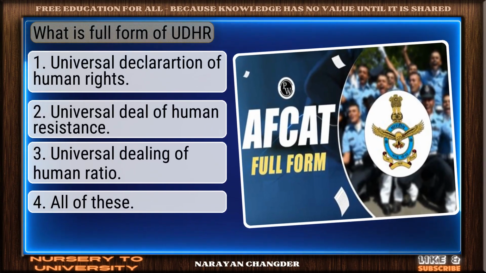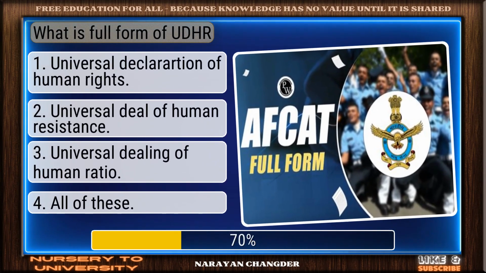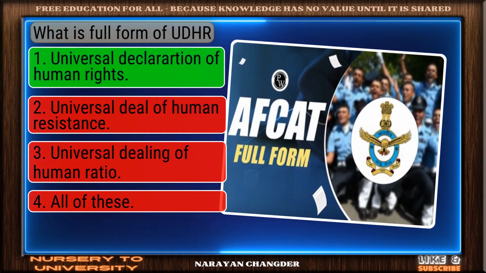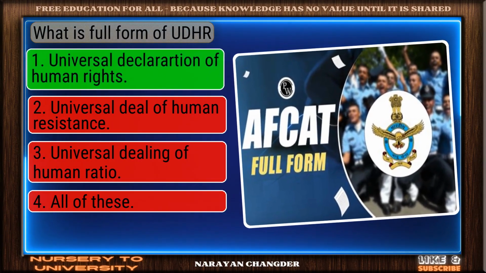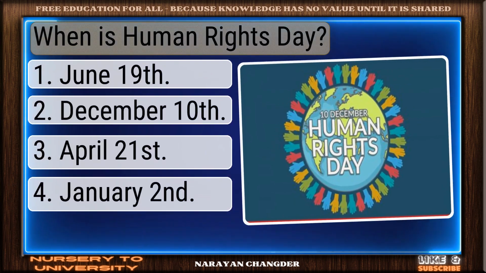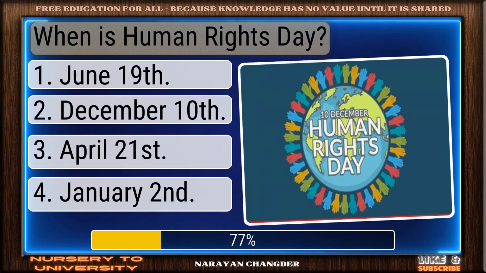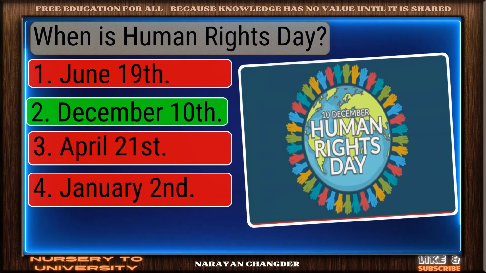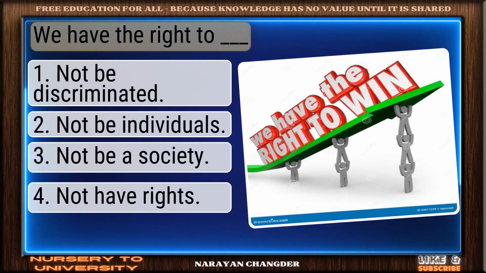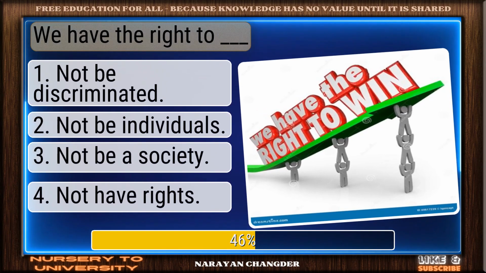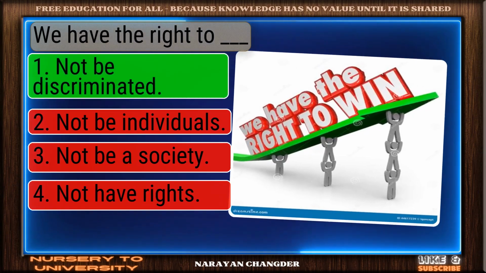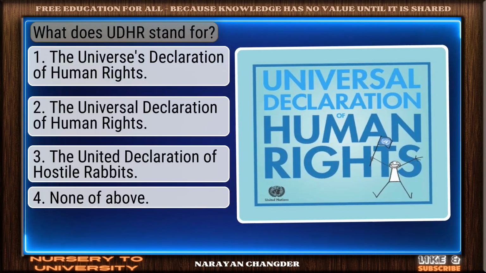What is the full form of UDHR? Good thinking. Universal Declaration of Human Rights is the right answer. When is Human Rights Day? Smart pick. December 10th is the correct choice. We have the right to dash. Smart move. Not be discriminated is an accurate answer.